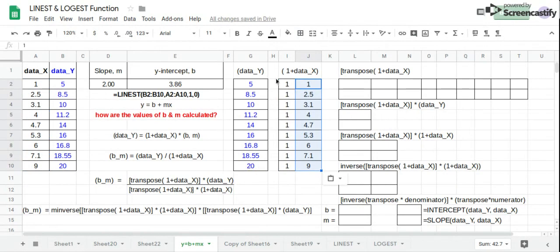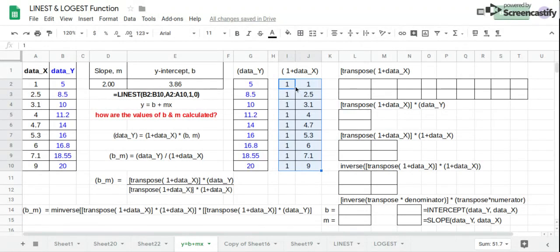Now that we have the two matrices, cross multiplying, we have matrix bm equals data y divided by 1 plus data x. Data y is the numerator, and 1 plus data x is the denominator, which is not a square matrix. We need this to be a square matrix so that we can invert it and multiply it to the numerator. That's how matrix multiplication works.